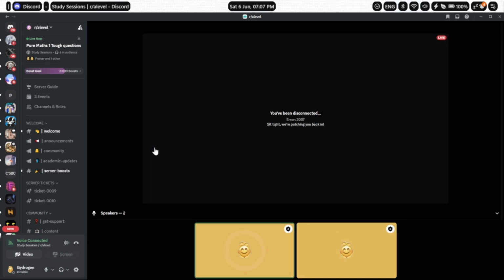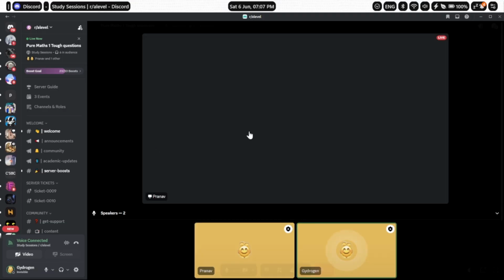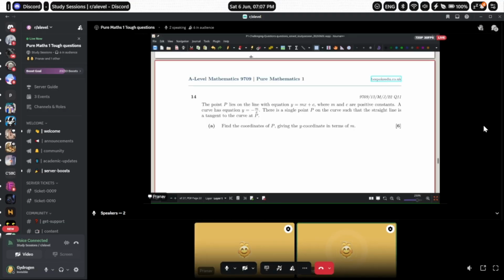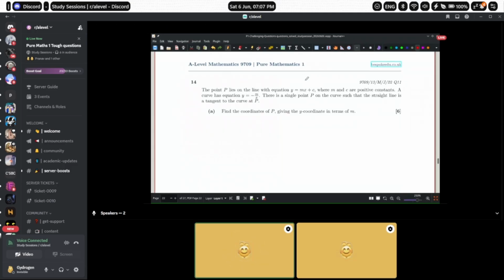Okay, is my screen visible? It's loading. Yeah. Okay. The point P lies on the line with equation y equals mx plus c, where m and c are positive integers, positive constants. So it would be like this. A curve has equation y equals minus m over x. There's a single point P on the curve such that the straight line is a tangent at P.